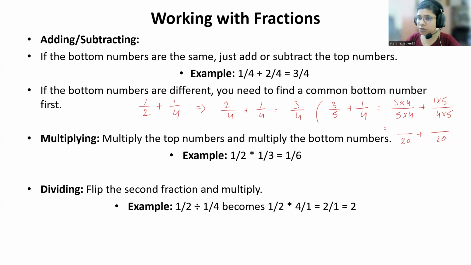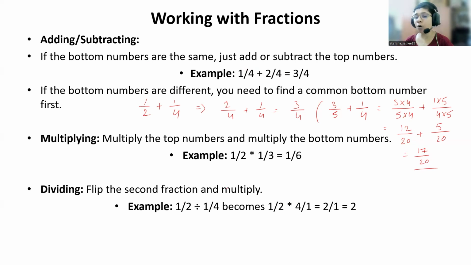Now you can do the addition. 3 into 4 is 12. 5 into 1 is 5. So the answer will be 17 upon 20. So that is the rule. If the bottoms are equal, you don't need to do anything. You just add the numerators.